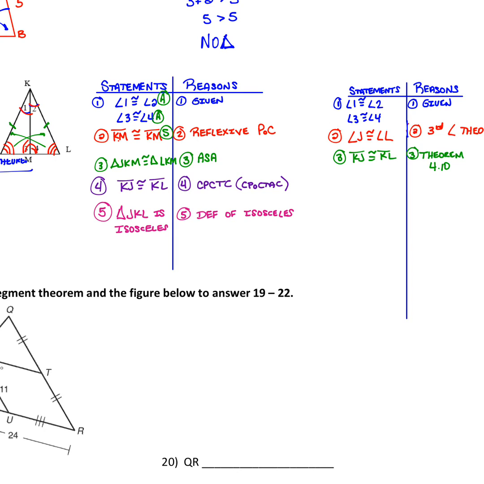Number 4, I can now conclude that triangle JKL is isosceles because we've shown my two sides are congruent, and that is the definition of isosceles.